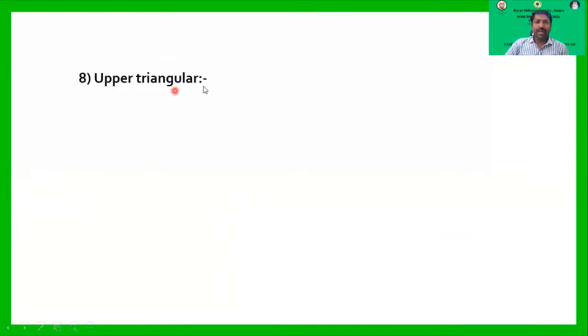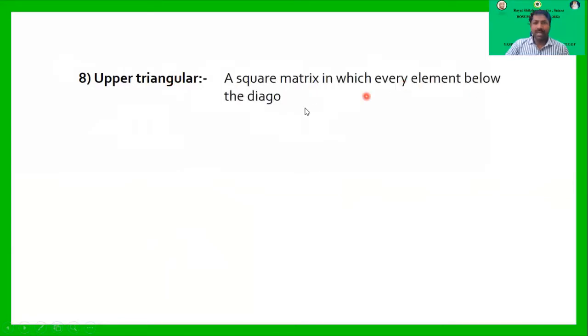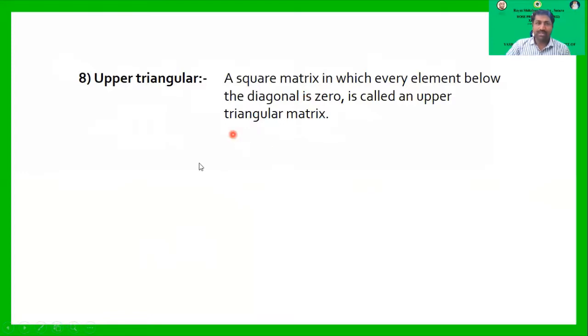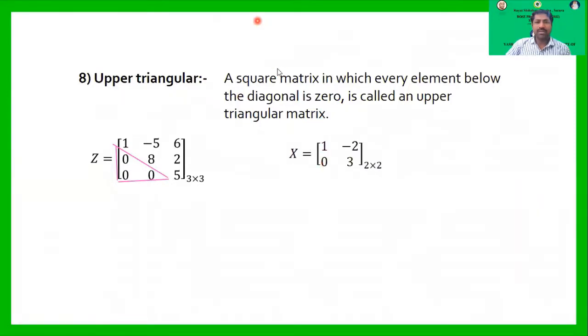Now, upper triangular matrix. A square matrix in which every element below the diagonal is 0 is called an upper triangular matrix. So here, this is a square matrix and every element below this diagonal is 0. We can see all these elements below the diagonal are 0. Now second, X is a matrix of order 2 by 2 and all its elements below the diagonal are 0. It has only one below-diagonal element which is 0.